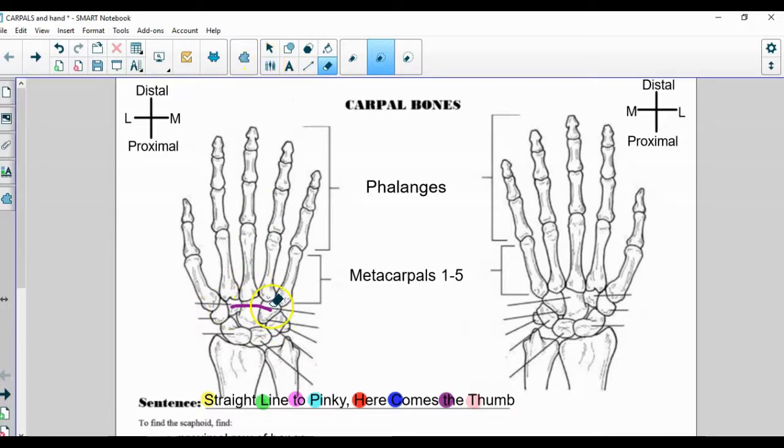So don't draw this line, but we'll narrow down our choices as we do our rules. So these three with the purple line, they're out. Okay? No, no, no, those are not scaphoid.